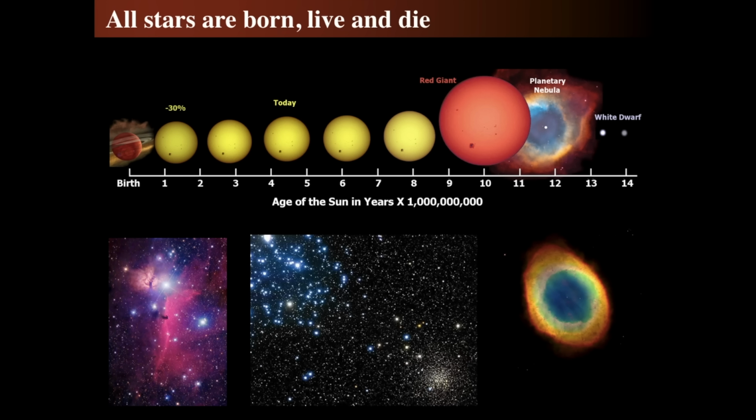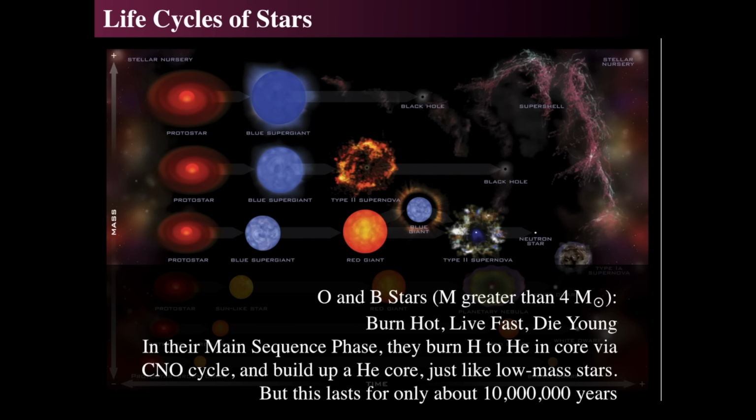We're going to look at more massive stars. Hot stars like O and B type stars, basically their masses are greater than about 4 solar masses. They burn extraordinarily hot, they live extremely fast lives, and they die very young. So in their main sequence phase, they do burn hydrogen into helium in their cores, just through a different process, not the proton-proton chain, but through the CNO cycle. They also build up a helium nugget in the core for their main sequence phase, because that's the definition of a main sequence phase, is hydrogen to helium burning.